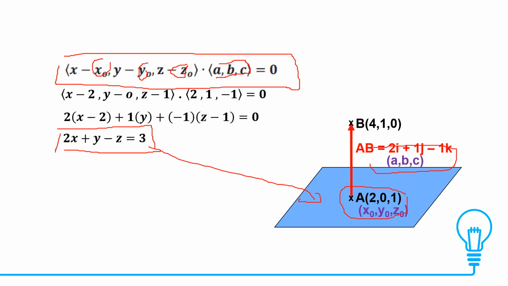Generally, if we are given the equation of plane, we can determine a vector that is perpendicular to the plane by referring to the coefficient of x, y, and z. So from these values, we can directly determine the vector that is perpendicular to the plane.